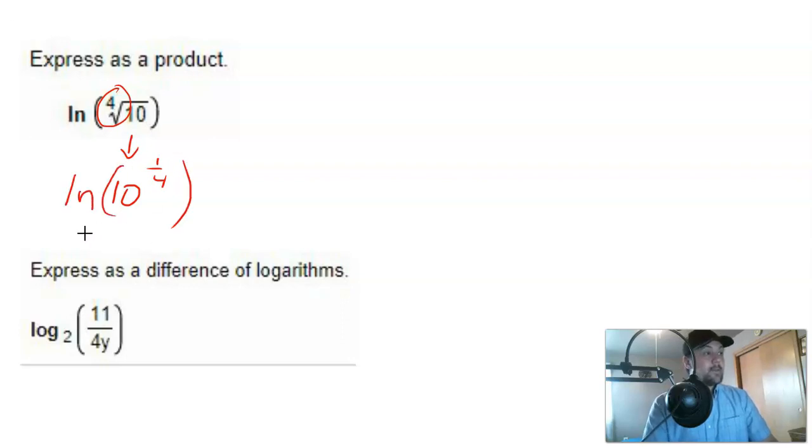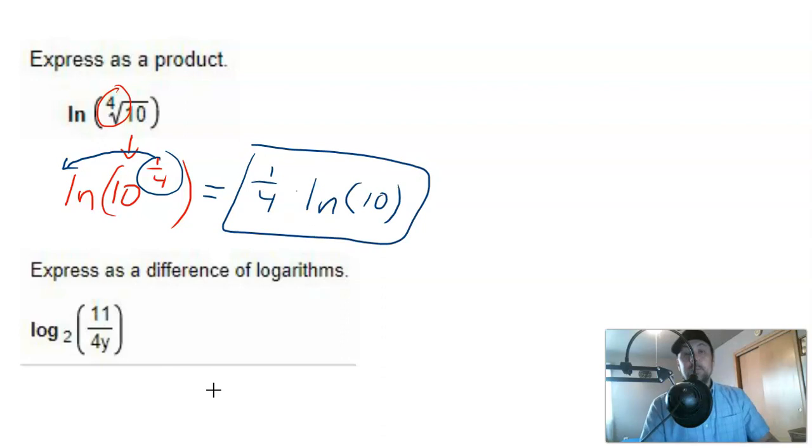That's still inside of this logarithm, but now that we have an exponent, we can use the power rule we just learned to multiply that exponent down in front of the logarithm. And so we can rewrite this as 1/4 times the natural log of 10. And that would be our final answer. It's a weird one, because it's multiplied. It's 1/4 times the natural log of 10. All right, so that's how the power rule works.